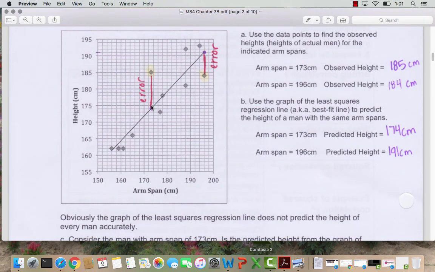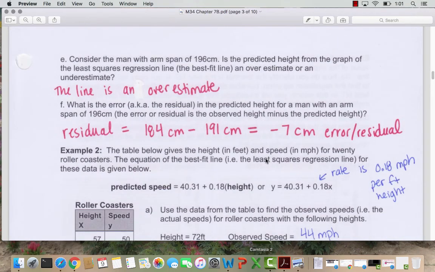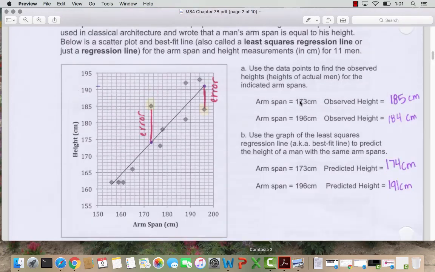So if you look back at the graph, this actual observed data point was 11 centimeters above the line of best fit there. Similarly, if we think about the man with the arm span of 196 centimeters, the line was overestimating his height, so the residual is going to be 184 minus 191 centimeters. That's the prediction. And so that's a negative residual. So if we look back at the plot, his error bar is below the line, right? Indicating a negative error there.